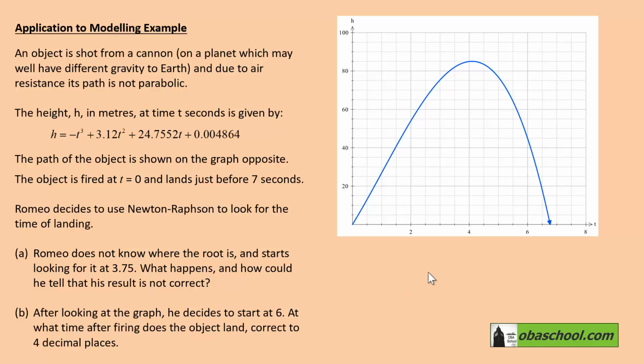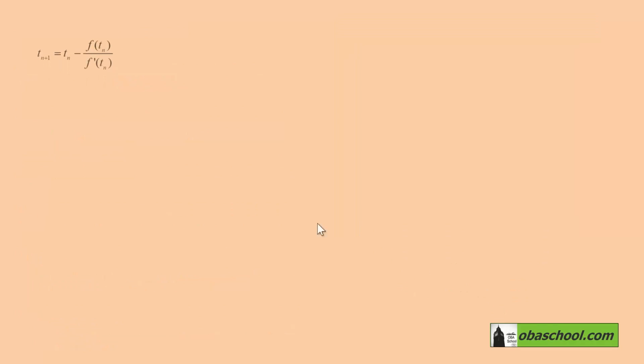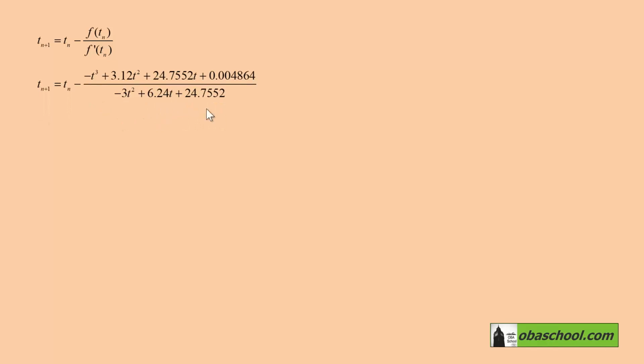Well, the first thing we need is our Newton-Raphson formula. So if this is h, dh/dt is this, and our Newton-Raphson formula would be T(n+1) is Tn minus f of Tn over f dashed of Tn. So substituting in our functions, we get this.